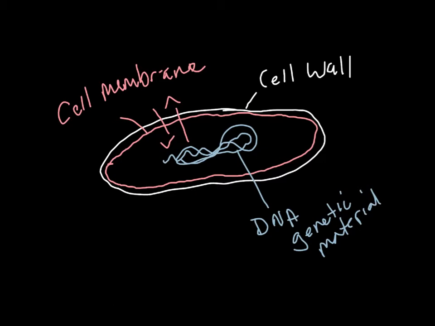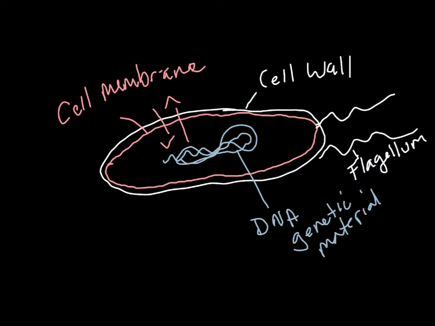Now, also, bacterial cells are motile, right? They have motility, which means that they can move. So some might have one, some might have two, but they have structures that look like tails or whips, and we call these flagellum. And this allows the bacterial cell to move.